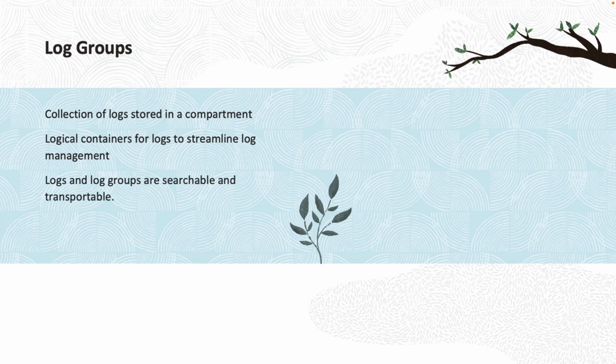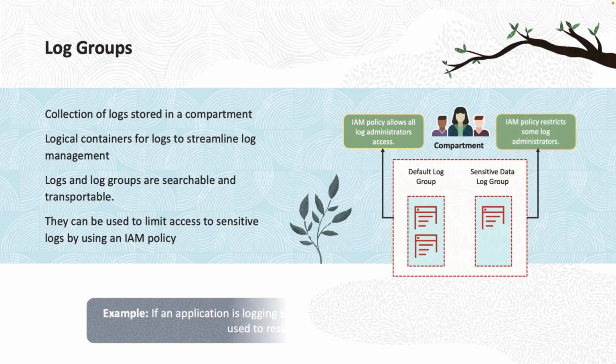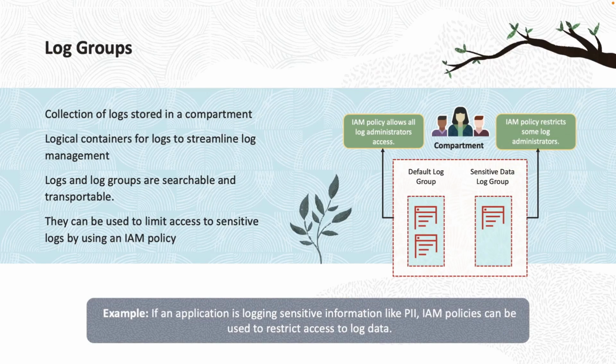Logs and log groups are searchable, actionable, and transportable. This means you can move the log groups, let's say from one compartment to another, and all the logs contained in the log group would move along with it to the new compartment. Using the log group, you can limit access to sensitive logs by enabling IAM policies. And so you don't have to rely on complex compartment hierarchies to secure your log information.